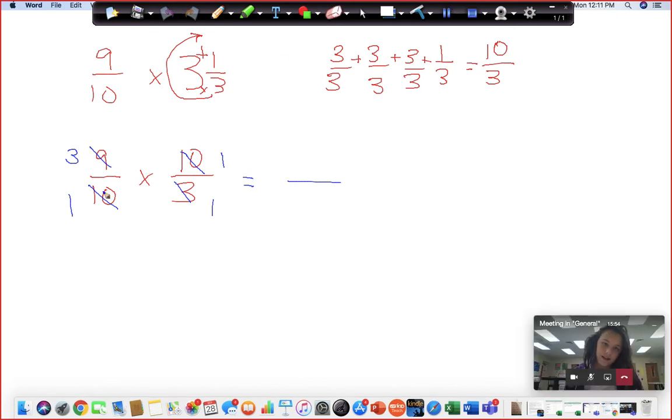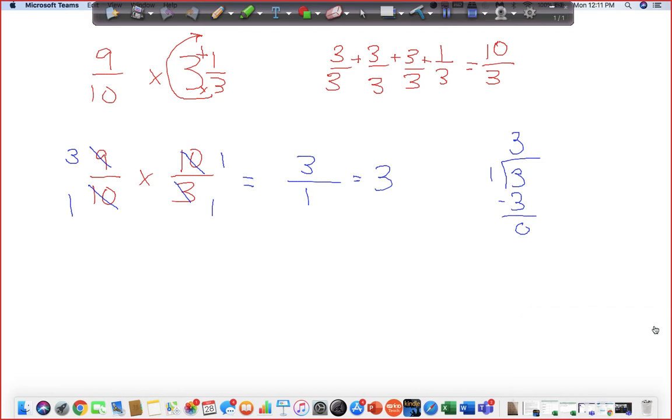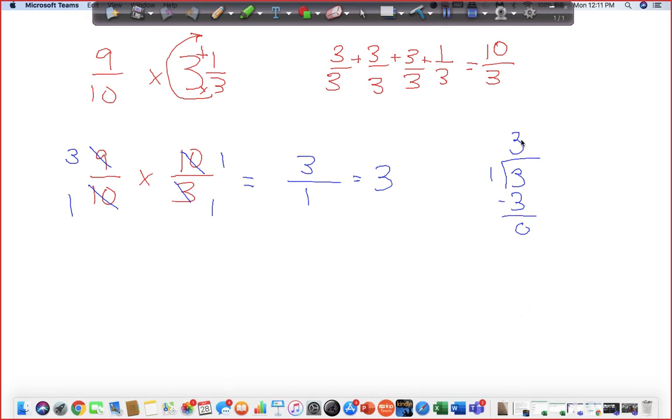Okay. So now we just multiply straight across. 3 times 1 gives us 3, and 1 times 1 gives us 1. You should be able to do this part in your head. 3 divided by 1 gives you 3. If you do not know how to divide 3 by 1, you can put 3 in the house, divided by 1. 1 goes into 3 times. 3 times 1 is 3, subtract and we get 0. Okay, so our answer here is 3.